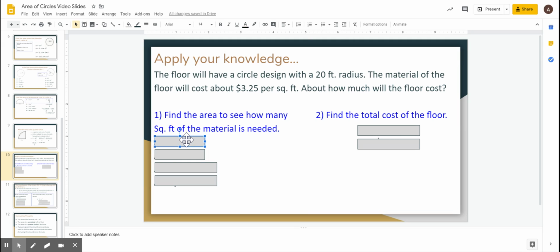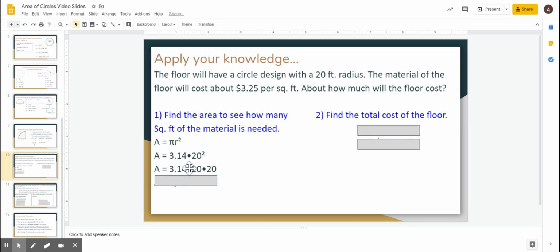So in order to do that, you use the area formula. Area equals pi r squared. So we know the radius is 20. So we're going to do 3.14 times 20 squared, which is the same thing as saying 3.14 times 20 times 20, which will finally get us 1,256 feet squared.